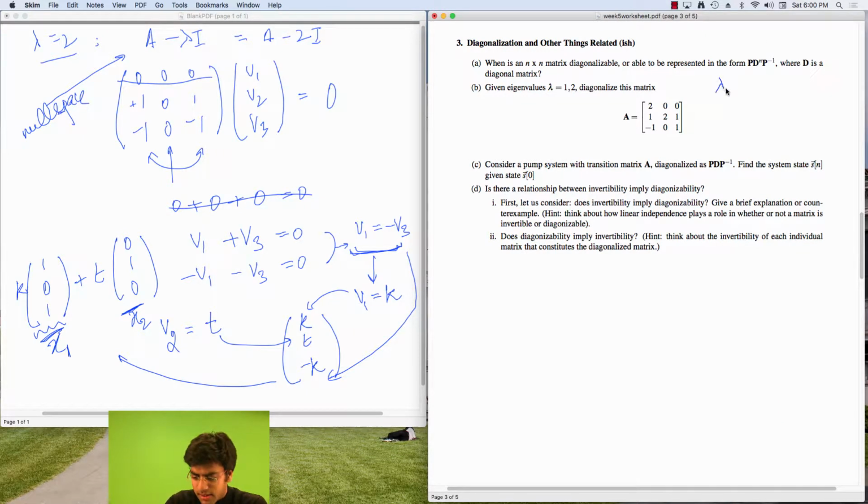So then we see that corresponding to lambda equals 1, we get the eigenvector v equals (0, -1, 1). And corresponding to lambda equals 2, we get the eigenvectors (1, 0, 1) and (0, 1, 0). And we can normalize everything as necessary.